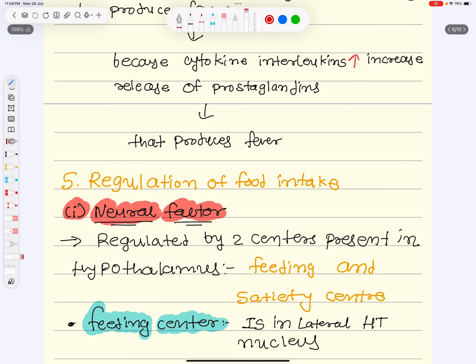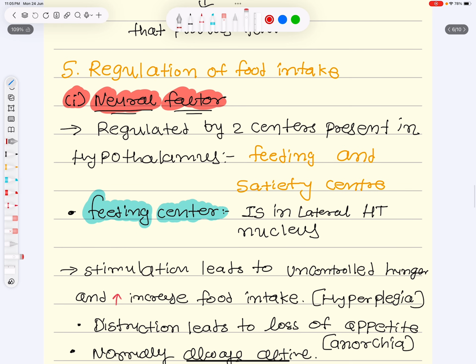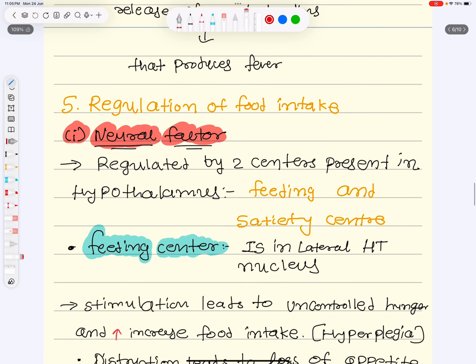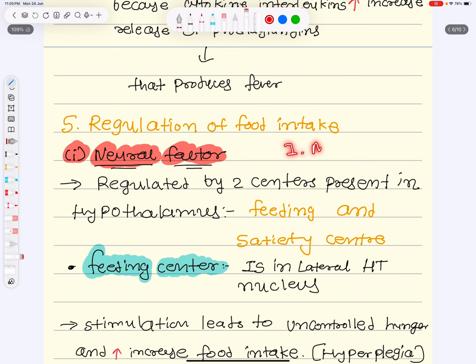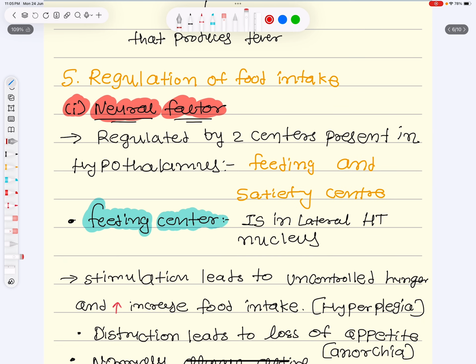And so next we are talking about the fifth function, that is regulation of food intake. So what is in regulation of food intake? First we are talking about the neural factor. So what is in the neural factor? It is regulated by two centers present in the hypothalamus, the feeding center and the satiety center.